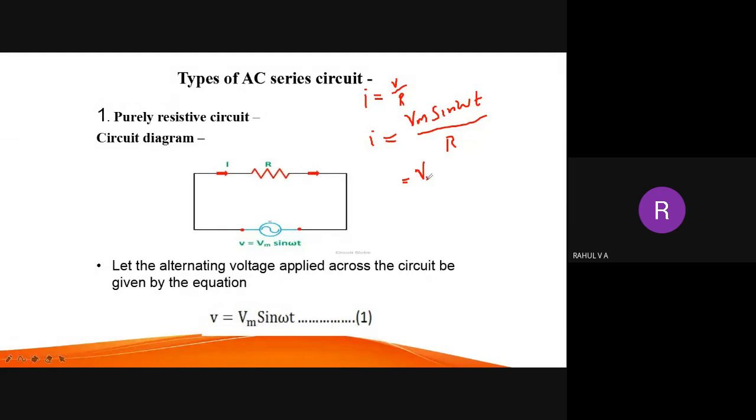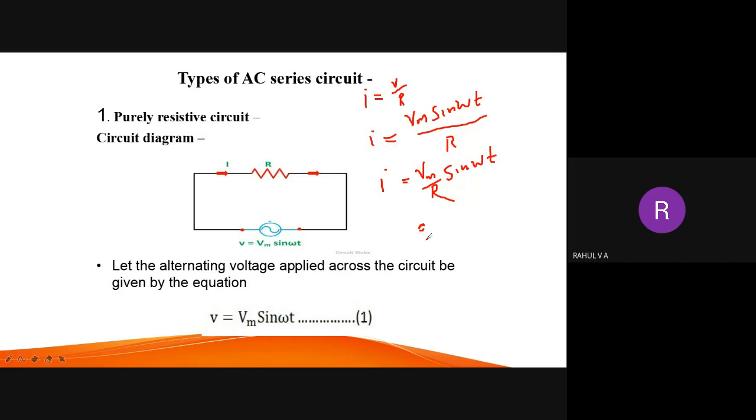Vm divided by R sin omega t. So there is a formula of current. This particular derivation is very simple. Normally this won't be asked in the semester exam, but as a basic you have to learn. Vm divided by R sin omega t.